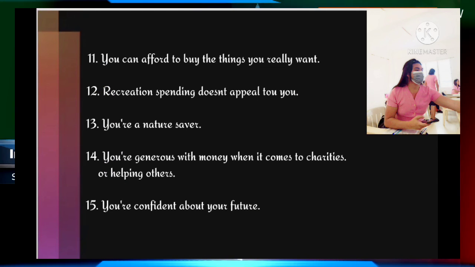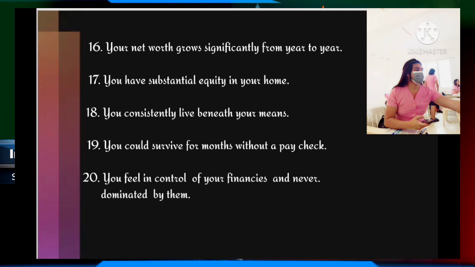Eleven, you can afford to buy the things you really want. Twelve, recreational spending doesn't appeal to you. Thirteen, you're a natural saver. Fourteen, you're generous with money when it comes to charities or helping others. Fifteen, you're confident about your future. Sixteen, your net worth grows significantly from year to year.